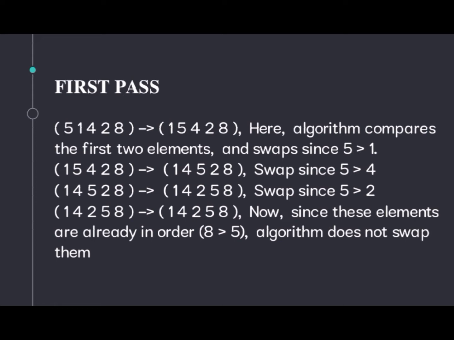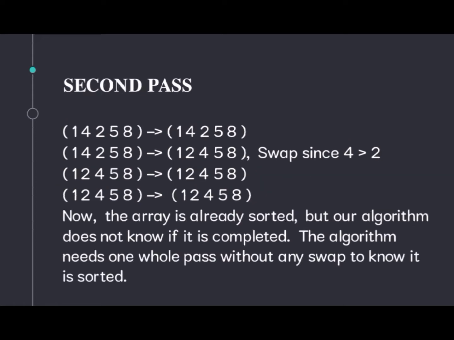Since 5 is greater than 2, then again it will be swapped. The result will be 1, 4, 2, 5, and 8. Now, 5 is less than 8, so do not swap them. Since these elements are already in order, we are going to proceed to the second pass. In the second pass, 5 and 8 are in the right position. Then, it will be our sorted array, while 1, 4, and 2 is the unsorted array.